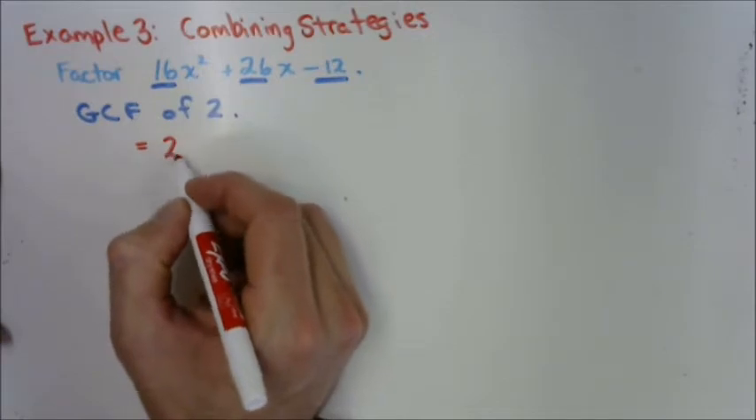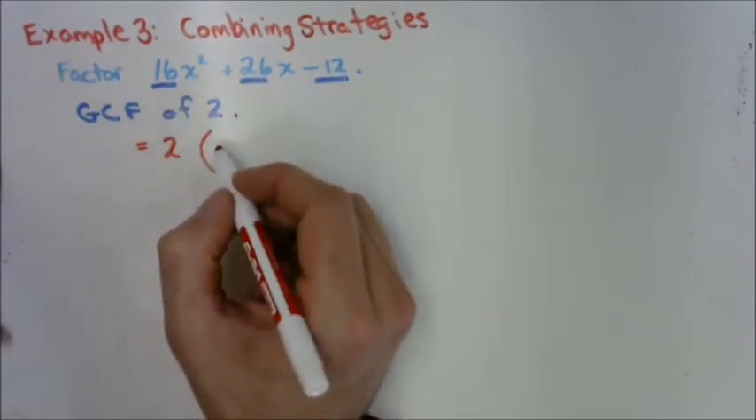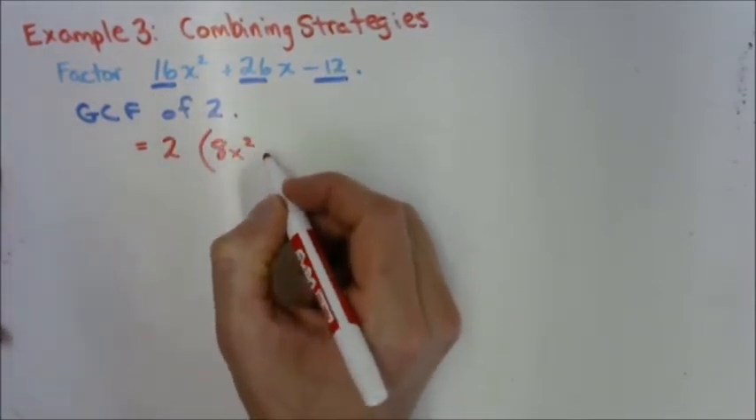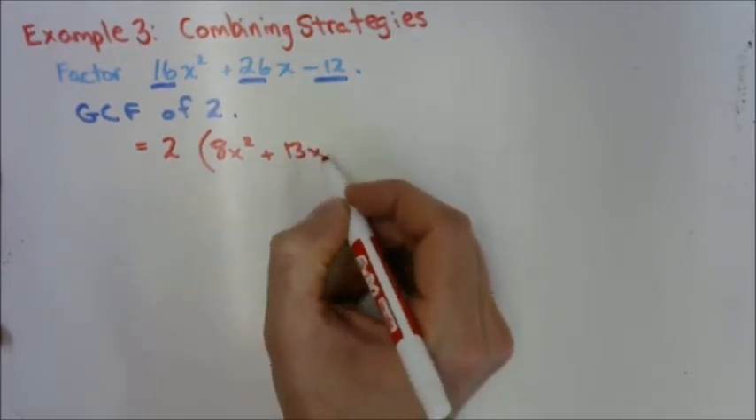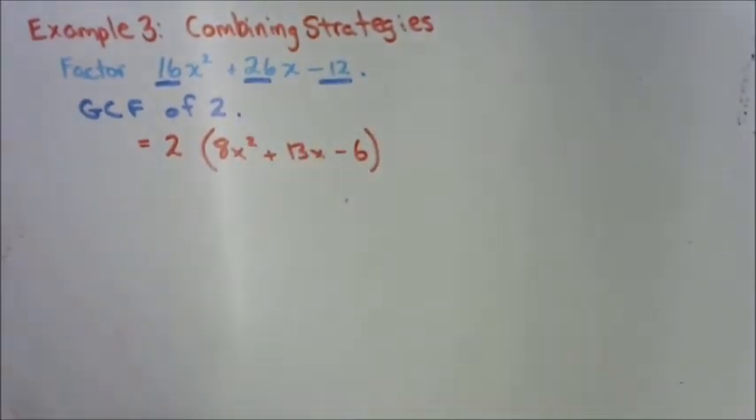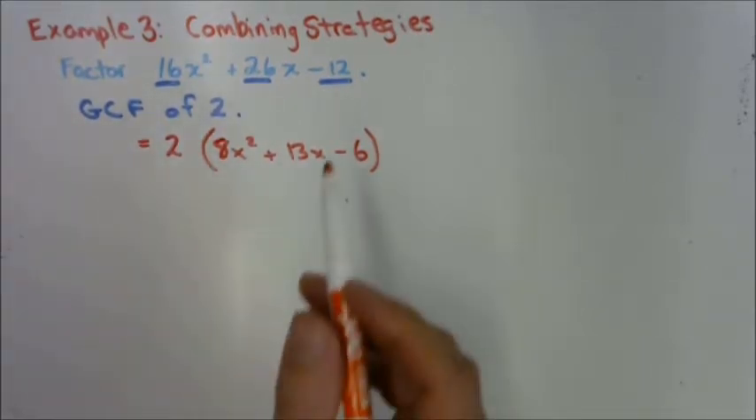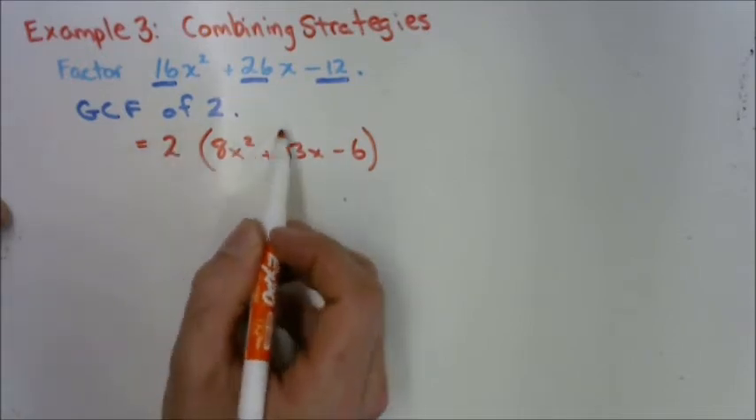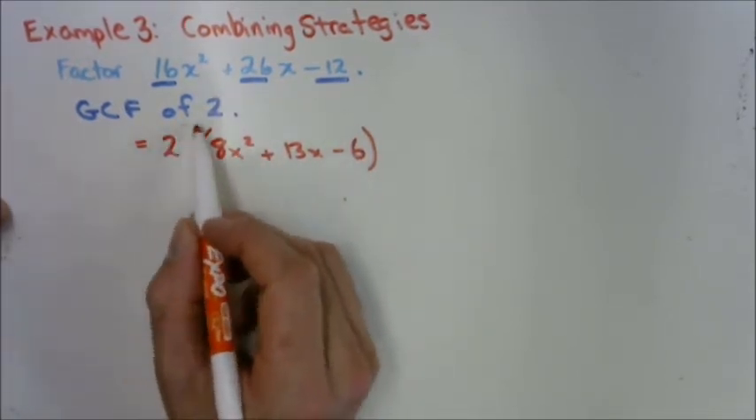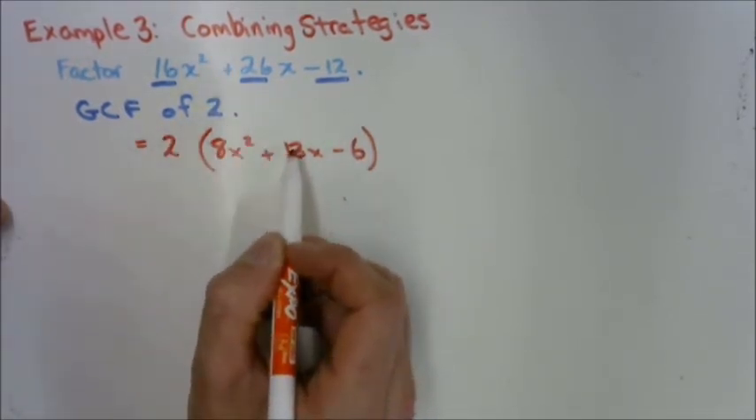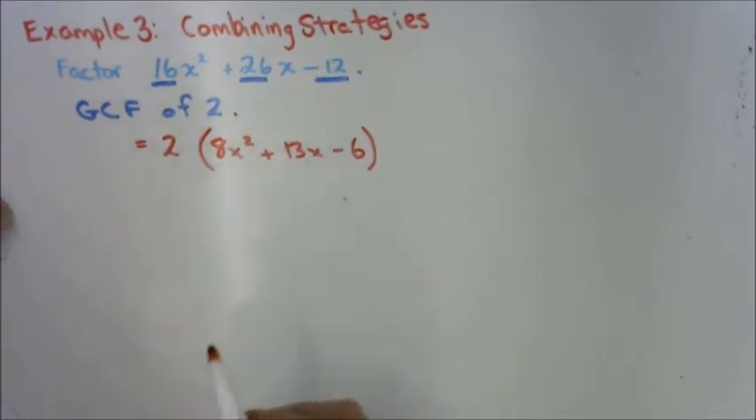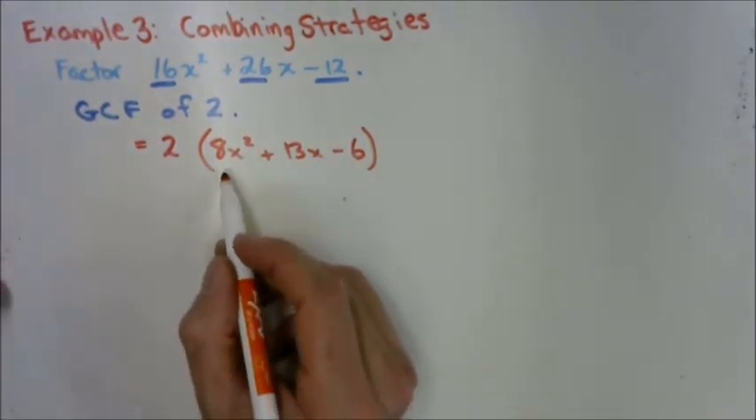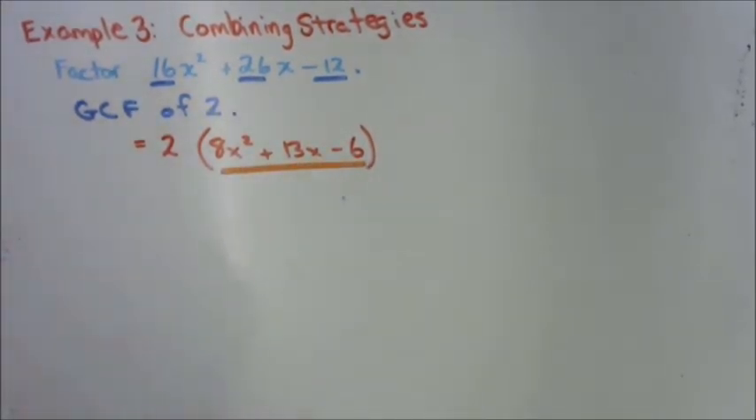So we're going to represent our trinomial as 2 times 8x squared plus 13x minus 6. Now the expression that I've written has the exact same value as the one we've been given, and if I want to double check that, all I have to do is distribute this 2 back into each term to show that I would have 16x squared plus 26x minus 12. But now I'm working with a much simpler trinomial.